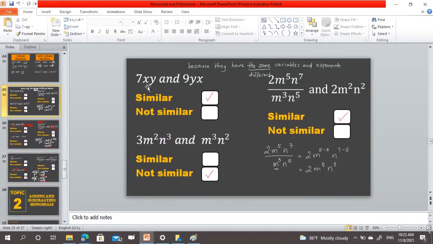What do you call the letters here, Talk? The letters, x, y. What do you call that? Variable.